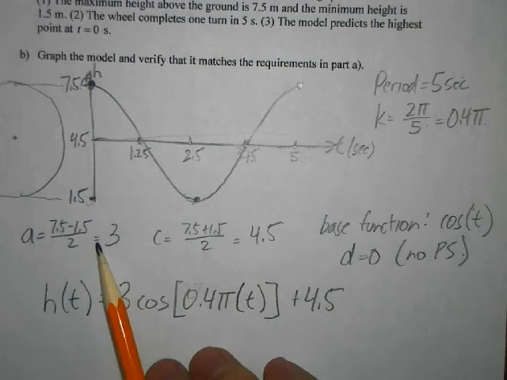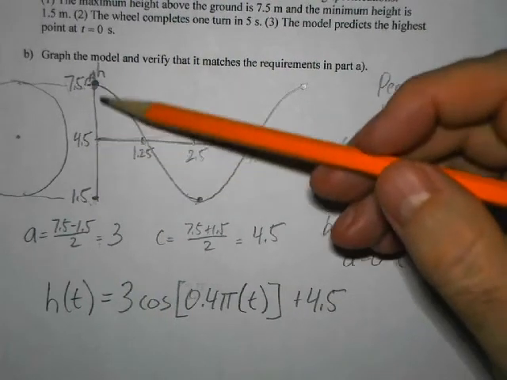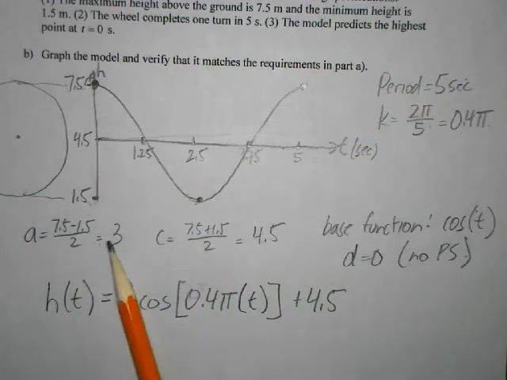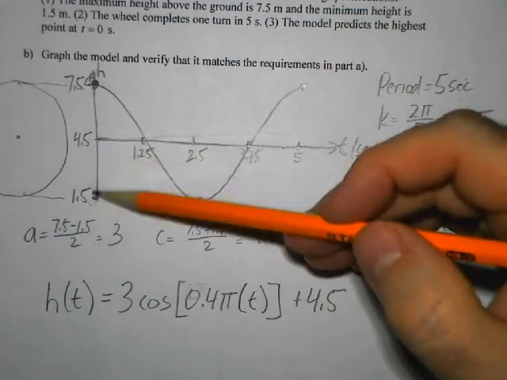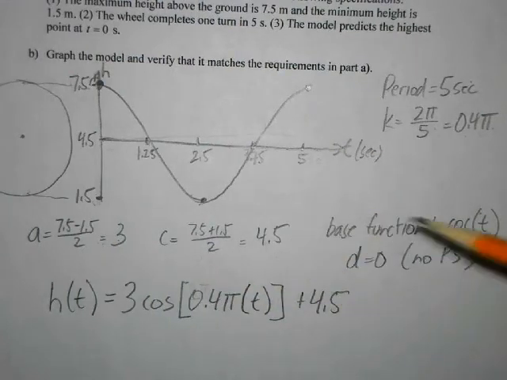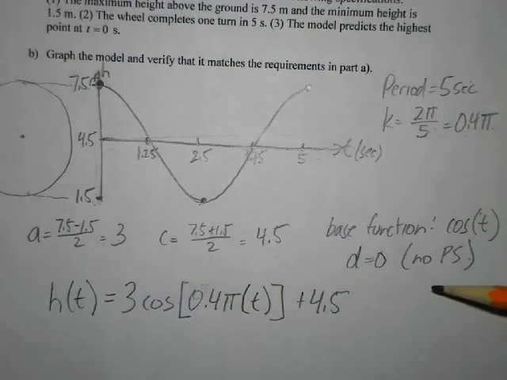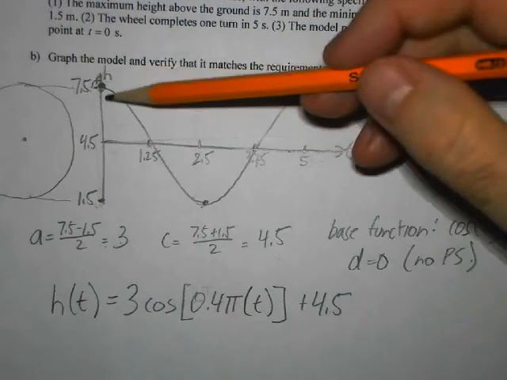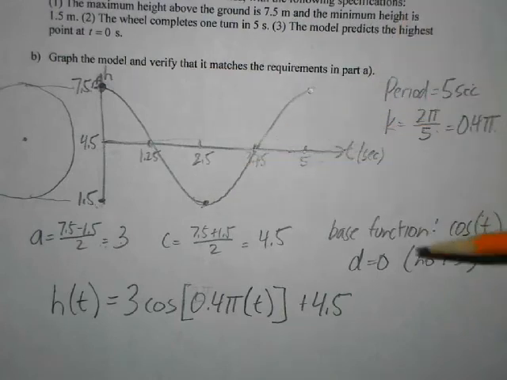The a value, basically subtract these two and divide by 2. Well, you could actually just calculate that distance. It's 3. There's the c from before. Now, we choose what function we're going to use to model this, and it's pretty obvious. It starts at the top, goes down. That's going to be cosine.